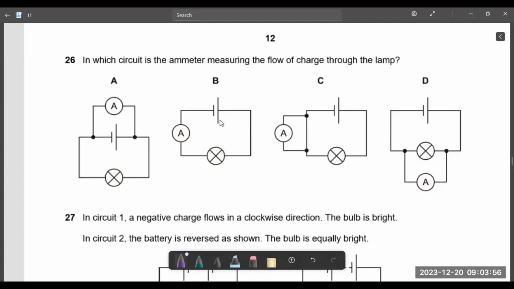In which circuit is the ammeter measuring the flow of current through the lamp? Whenever you are connecting an ammeter, it should be in series with the lamp, whatever it is. Then only we can measure current. So here the right choice is B. Here it is in parallel with the cell, so we can't measure. Here it is just shorted. This is also connected in parallel with the lamp. Only in option B is it connected in series with the lamp.